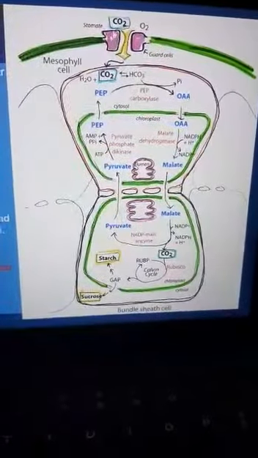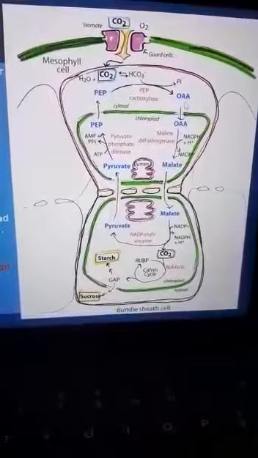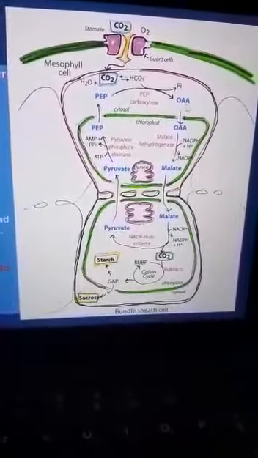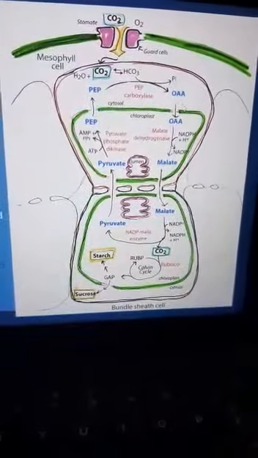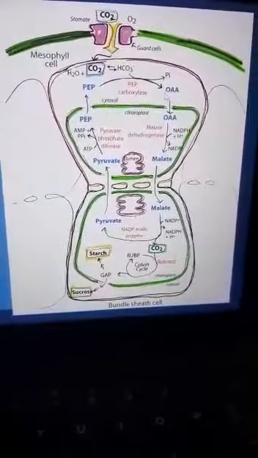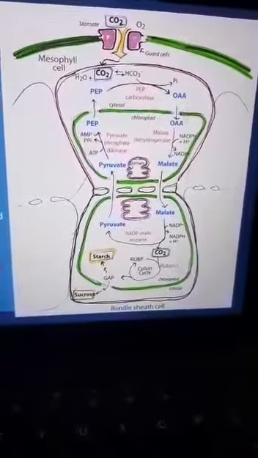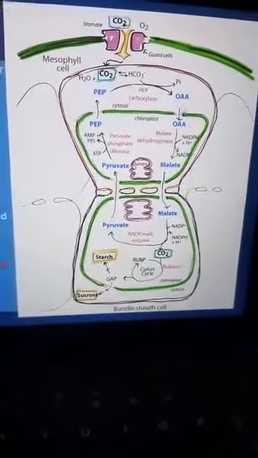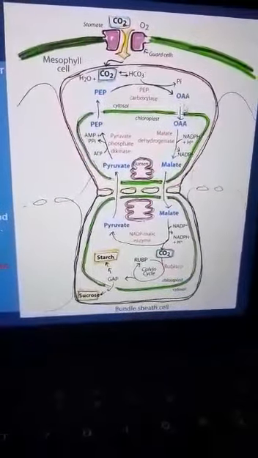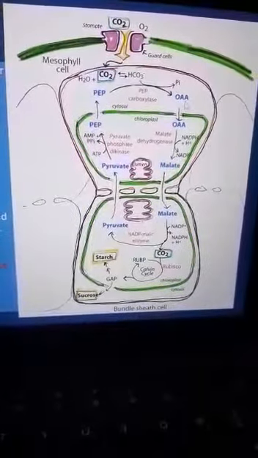Hence, a C4 pathway. The first compound to be formed in this pathway that is stable has got 4 carbons, whereas in a C3 pathway, the first compound that is formed that is stable, which is a PGA, has got 3 carbons. Here in this case, OAA has got 4 carbons, hence a C4 pathway.